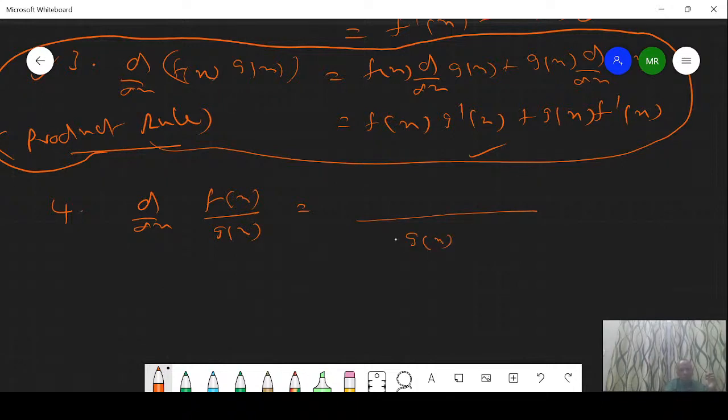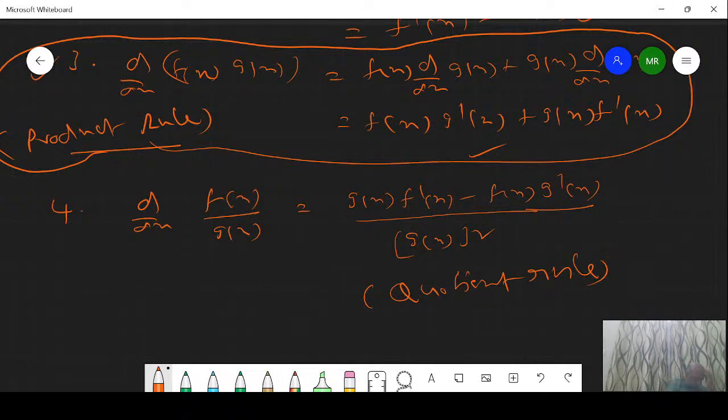Denominator whole square, g of x whole square, g of x into derivative of f of x, which is f dash of x, minus f of x into derivative of g of x, g dash of x. This is called the quotient rule. You can write quotient rule in the bracket.